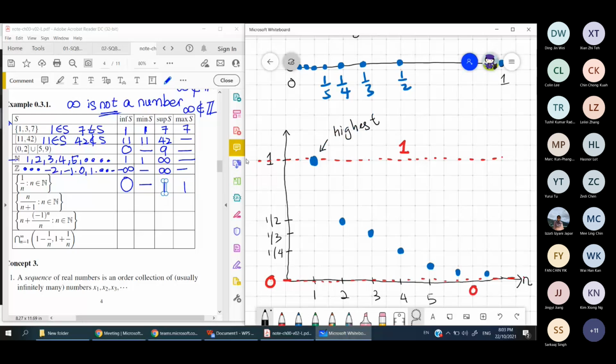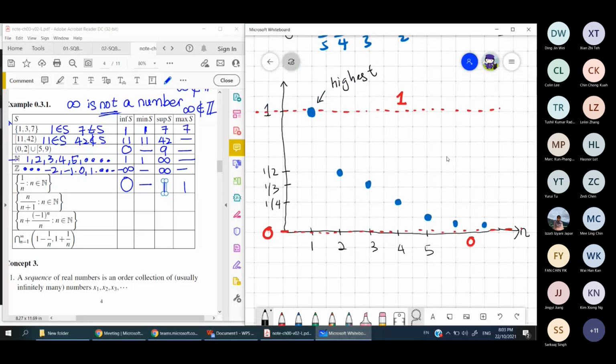That's why we get 1 here. Next, you go down here. All the blue dots are always between the line 1 and the line y equals 0. This one touches here, so that's why it's 1. But you can see the blue dots never touch the line 0, because 1 over n can never be 0 for any n. We can only say 1 over n approaches 0 when n goes to infinity. But 1 over n can never be 0. So that's why it never touches here.